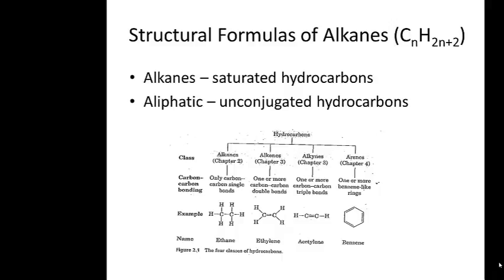We also refer to them sometimes as being aliphatic, meaning they're unconjugated. They don't have double bonds associated with them. We'll talk more about conjugation later on, but for now, just suffice it to say that alkanes are made up of carbons that are all sp3 hybridized. And some examples are shown here, with ethane.